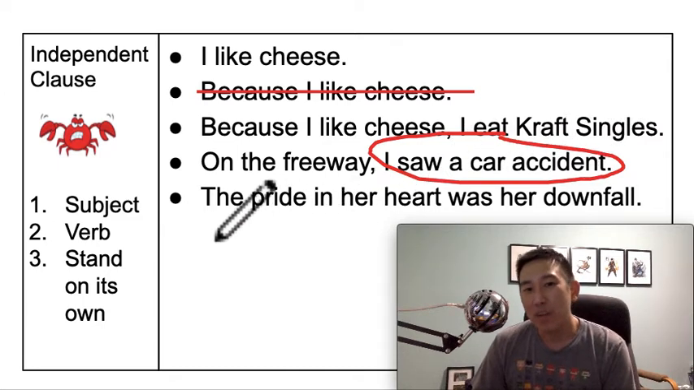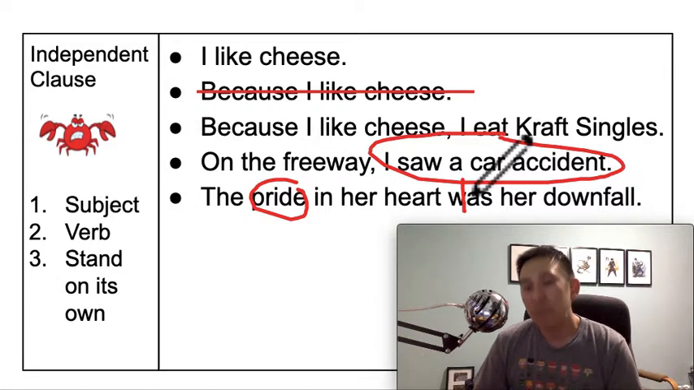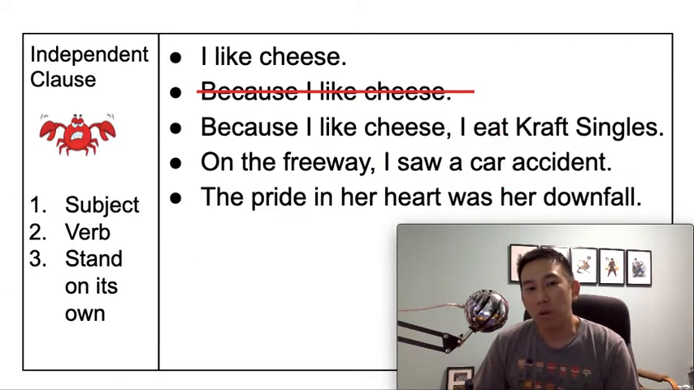Same thing here. The pride in her heart was her downfall. Was is your verb. Pride is your subject. So it's got a subject and a verb, and it can stand on its own. So that's an independent clause. And you can use these same rules going forward and apply them to really complicated sentences.